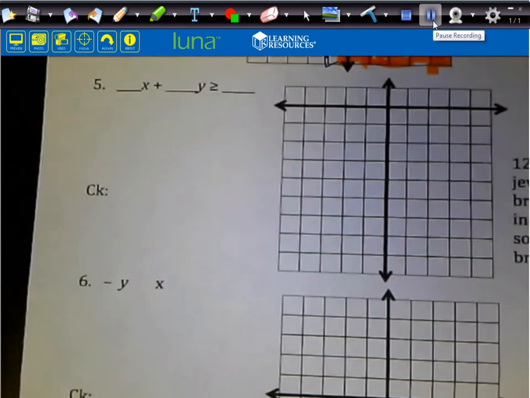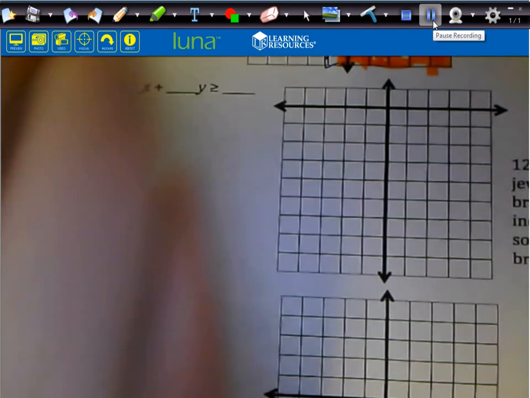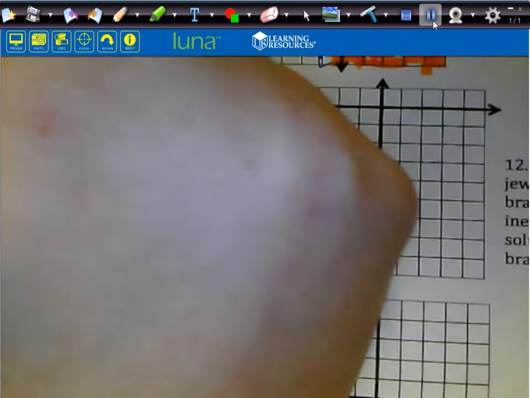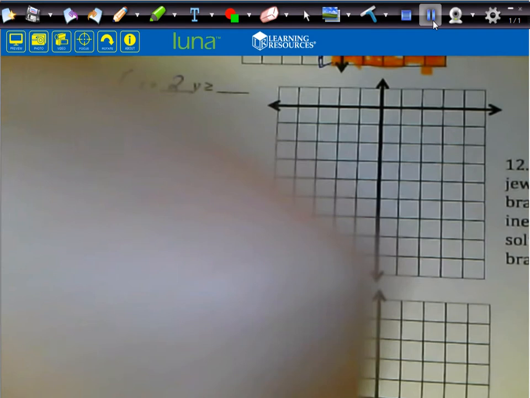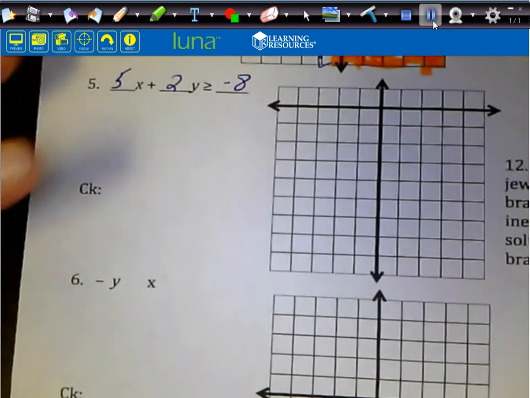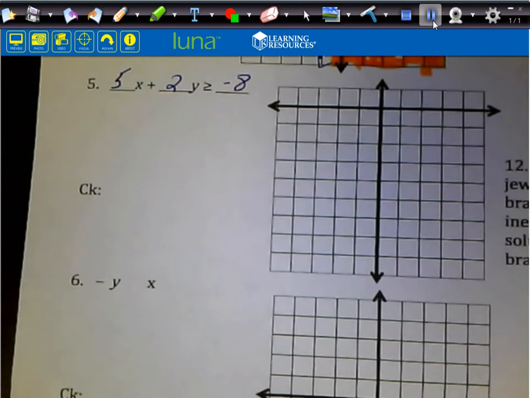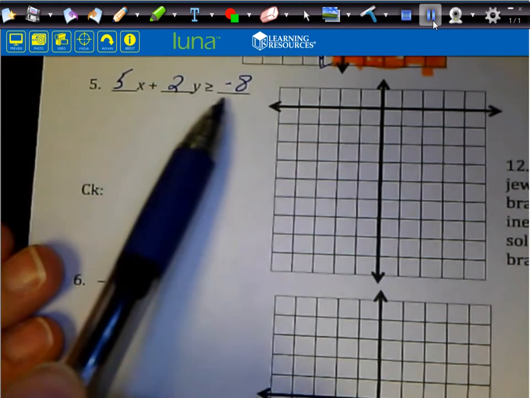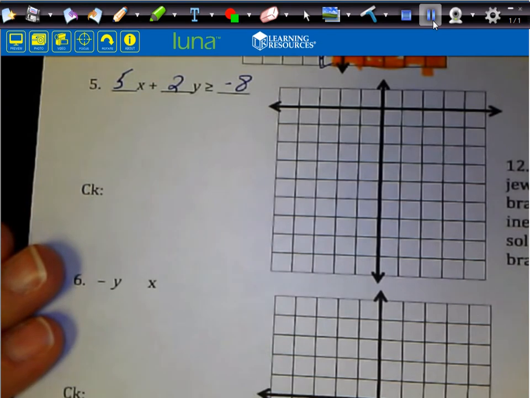Okay, so now we're ready for number 5. For number 5, we're going to fill in 5x plus 2y is greater than or equal to negative 8. Now this time, this is not already in y equals mx plus b form for us, so we've got to actually move some things around before we can graph.